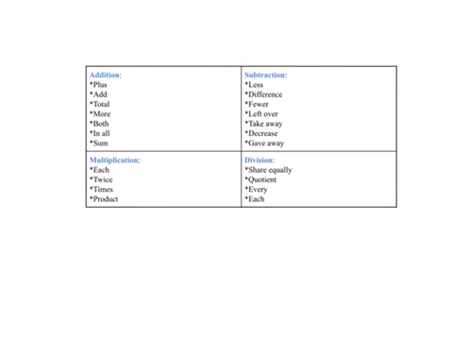But words such as plus, add, total, more, both, in all, or sum work for addition. Words like less or difference, fewer, leftover, take away, decrease, or gave away work for subtraction. Words like each, twice, times, or product are for multiplication. And words like share equally, quotient, every, each, work for division.